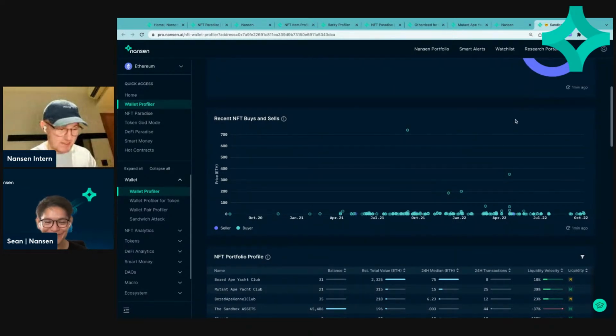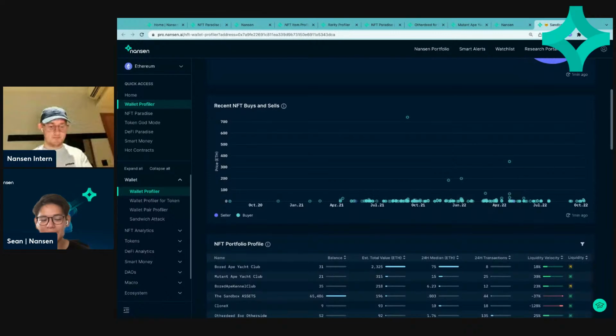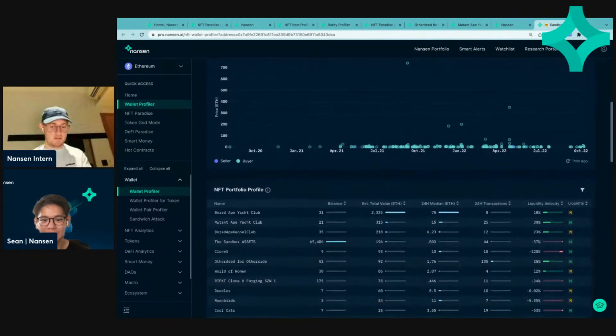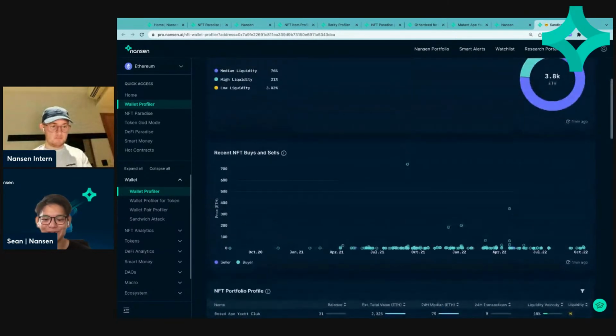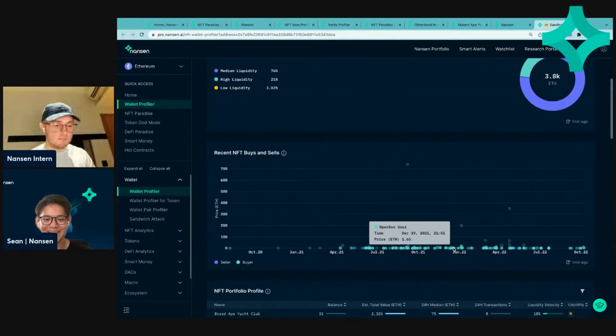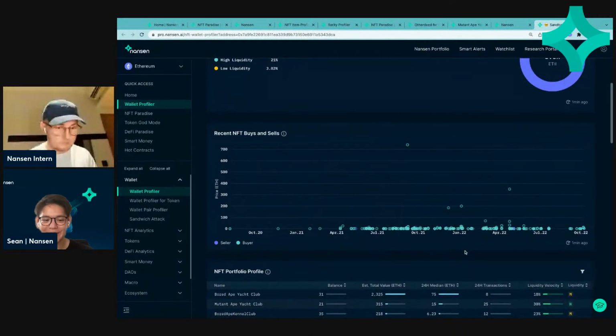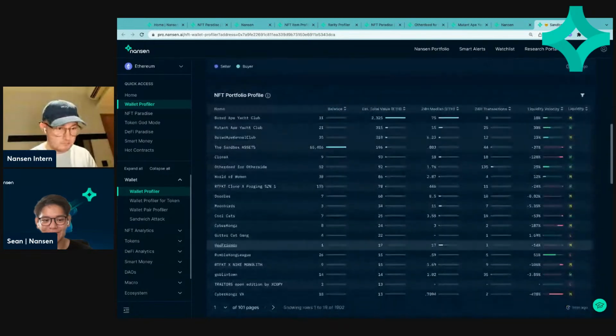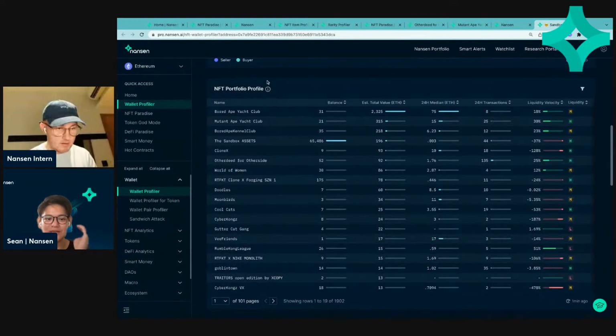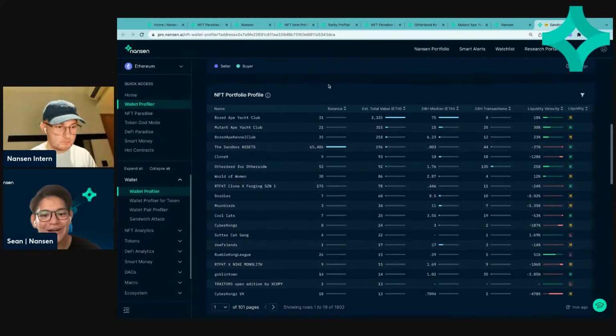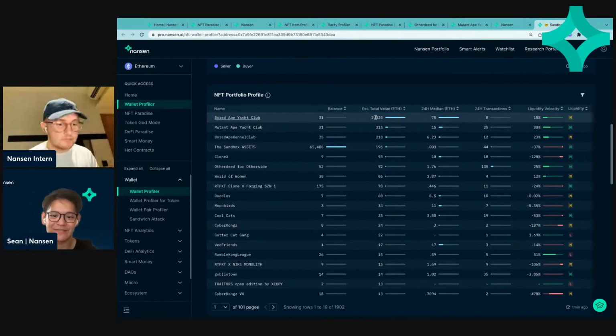Yep. Okay, cool. So in the recent buys and sells, you can see what they've been involved in, whether they are buying more or selling more for a specific wallet. Sandbox is probably not the best wallet to dive into, because they are buying a lot more than they are selling compared to a traditional NFT trader. At the bottom, you can see the NFT portfolio profile, which shows you the balance of different collections. Of course, you have 65,000 Sandbox assets in a Sandbox wallet, and you can see the total estimated value of it as well.